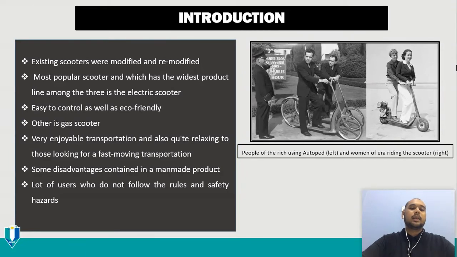These scooters are easy to control as well as eco-friendly. Another available scooter in the market is the gas scooter. It is very enjoyable transportation and also quite relaxing to those looking for fast-moving transportation.